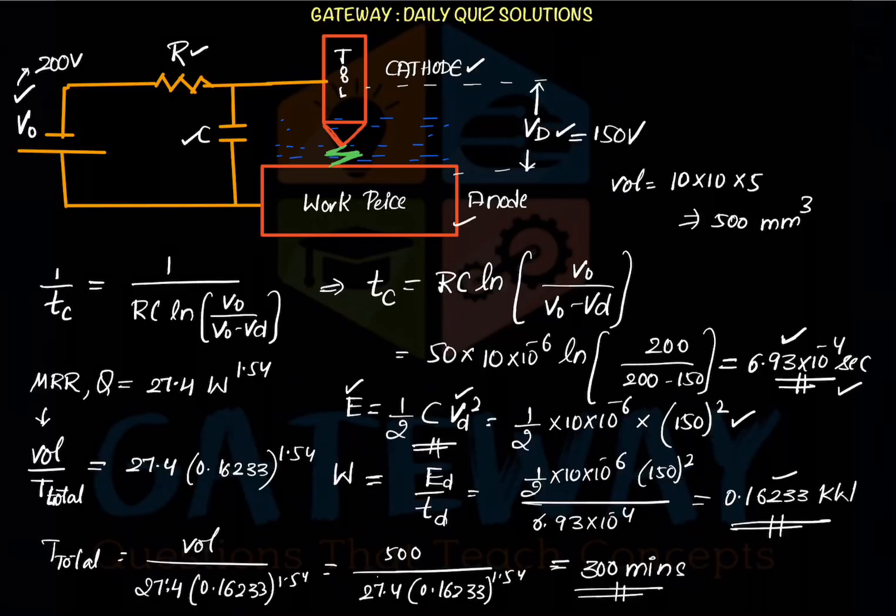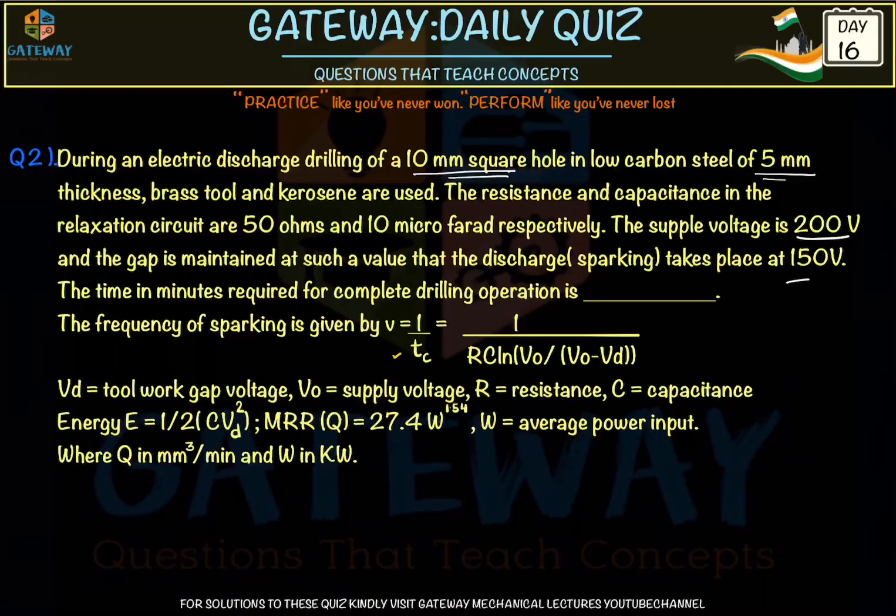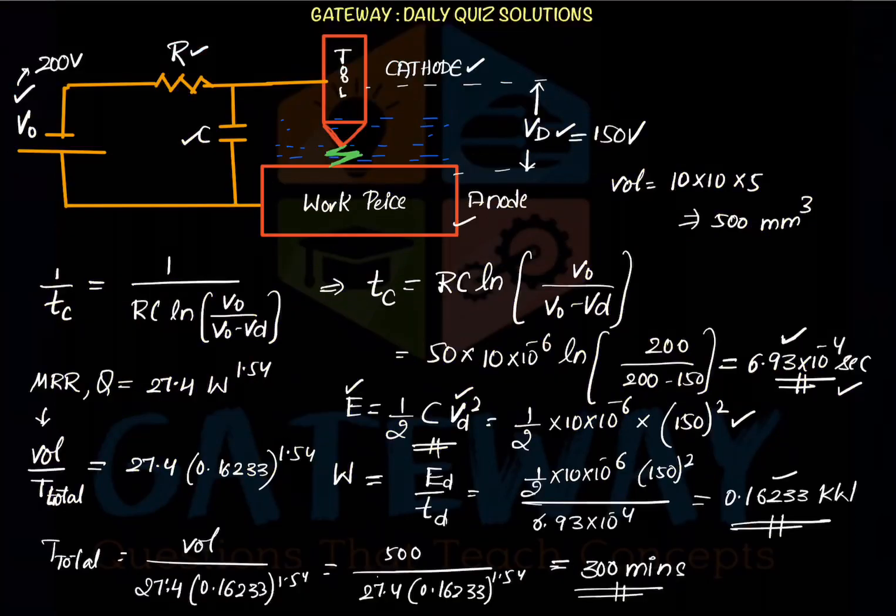It is very slow, but these types of operations are used mostly for hard materials, or materials which gain some stress during machining. Also, in the question, Q is given in mm cube per minute. So whatever Q we are taking here is in mm cube per minute, and then the time we get will be in minutes. That comes out to be 300 minutes.